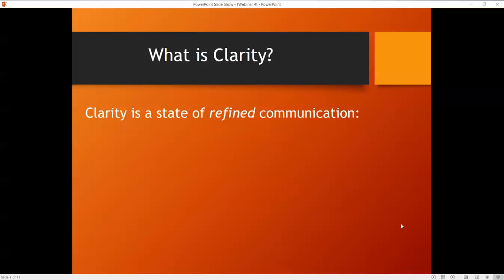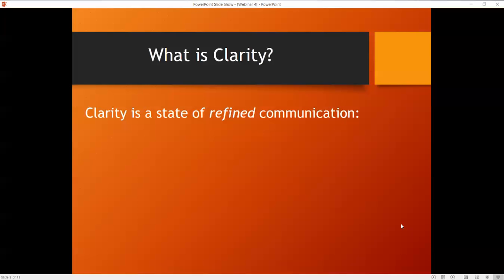Clarity really is a state of refined communication. Most people aren't clear, certainly in writing, most people aren't clear immediately. That's why we have these things called drafts, and also people called editors as well. For almost all people who write, clarity is not natural. Clarity is something that has to be worked on.